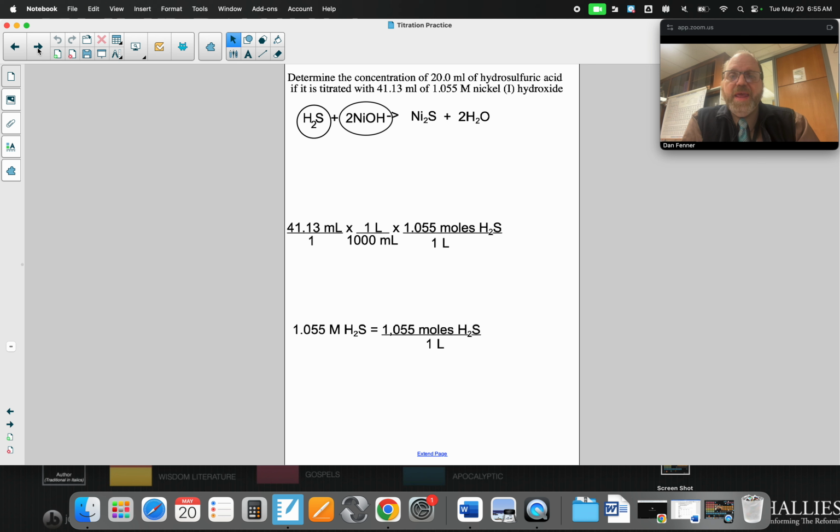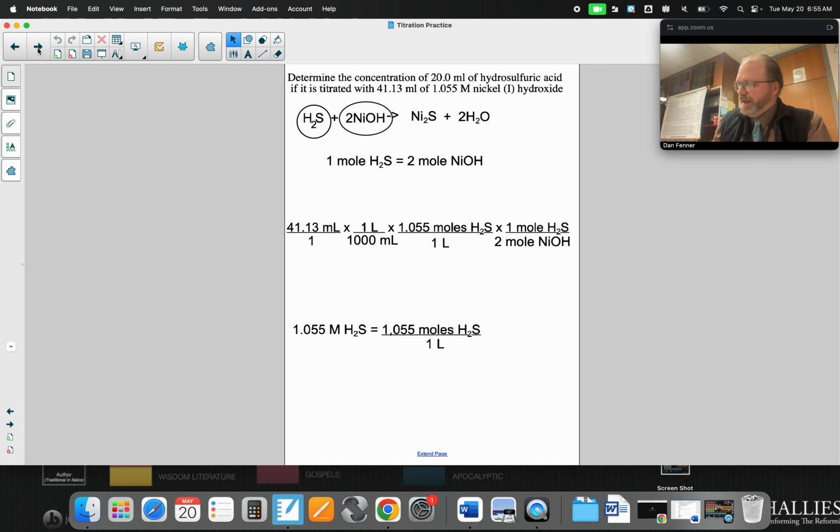Using the balanced equation, 2 moles of NiOH is 1 mole of H2S, so that's a molar relationship. We put that over there, 1 mole of H2S over 2 moles. So take your handy calculator. Take 41.13 times 1.055 equals, divide by 1,000 equals, divide by 2, or you can simply divide that by 2,000. When you do that, 4 sig figs, we get 0.02170 moles H2S.